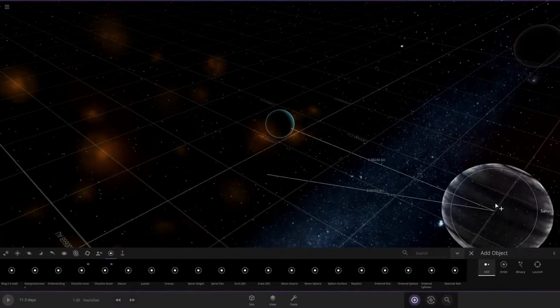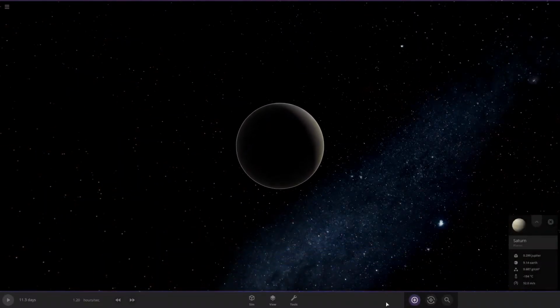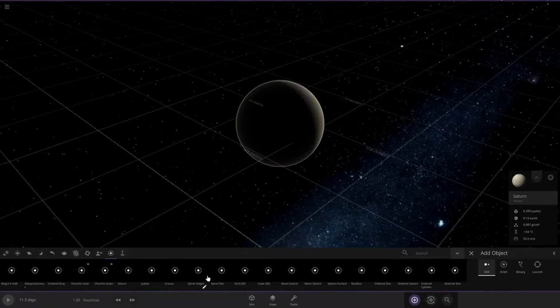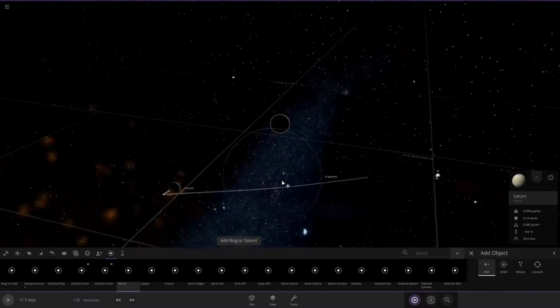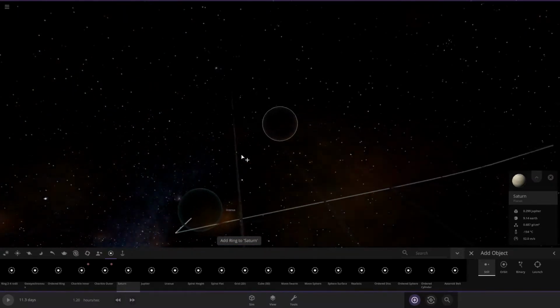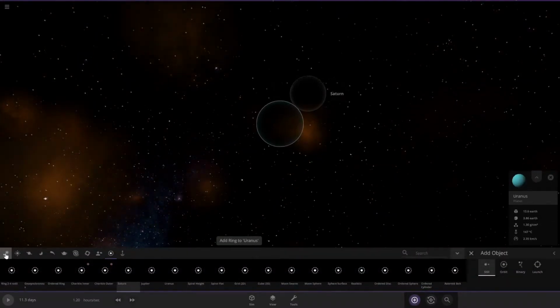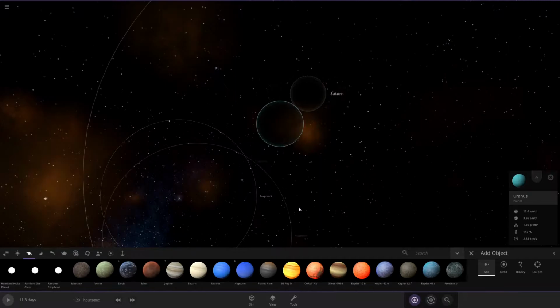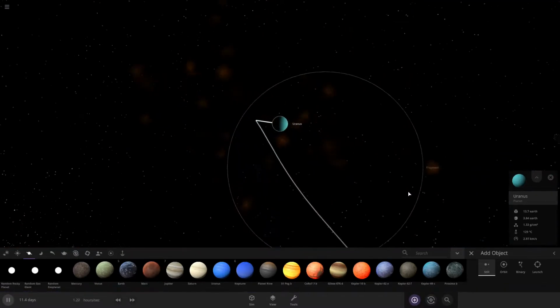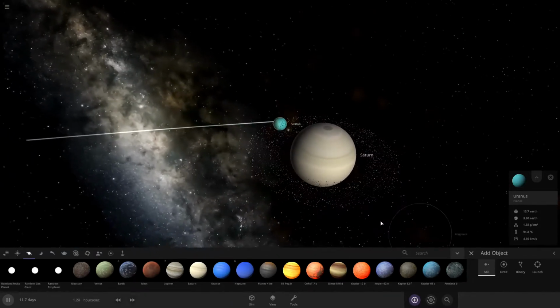Rings. Let me just add Saturn's rings to Saturn real fast, and then we're gonna unpause it as soon as I find Saturn's rings. And yes, Jupiter does have rings. Alright, well, here we go. This is with Saturn's rings, which are moving at extremely high speeds.